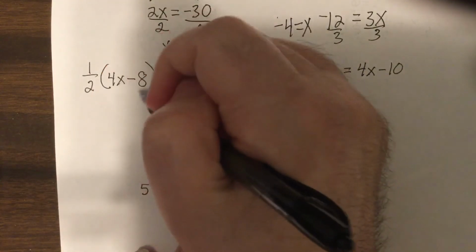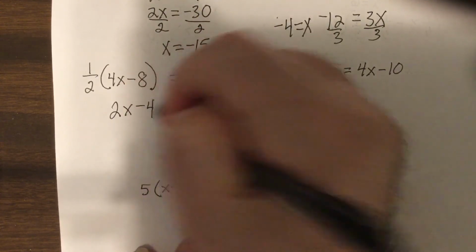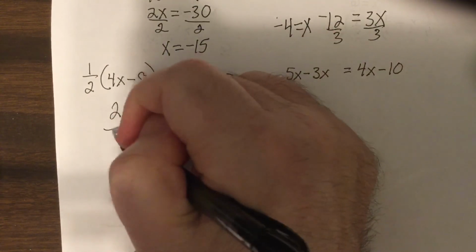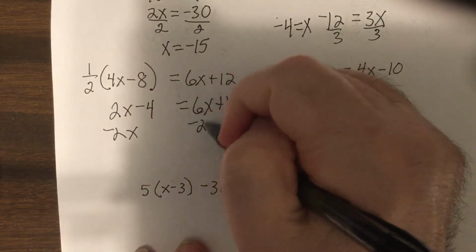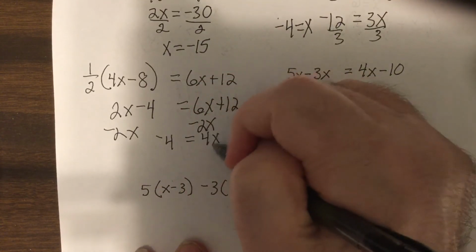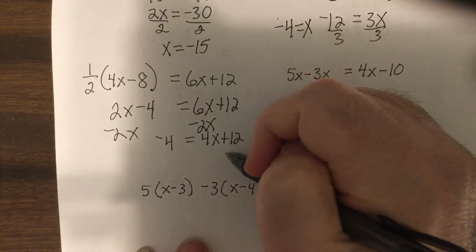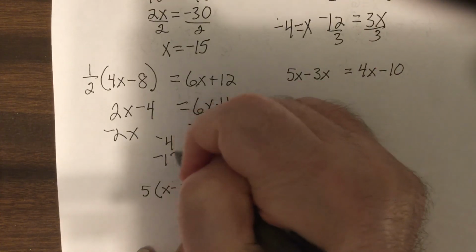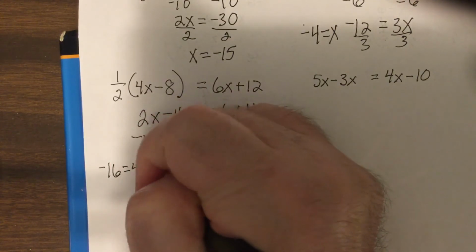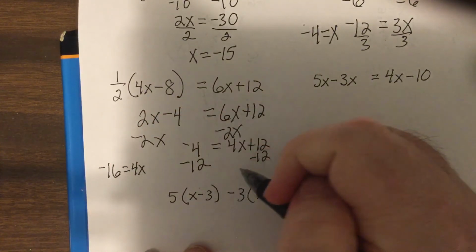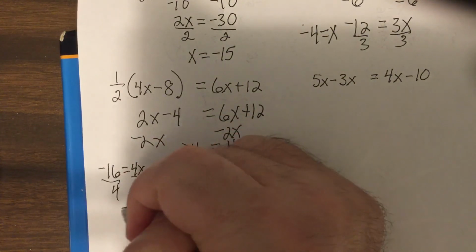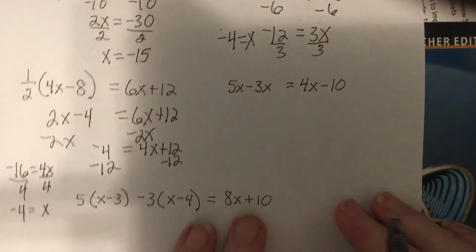Okay, so distribute a half. That'd be 2x minus 4 equals 6x plus 12. Subtract 2x. So you'd have minus 4 equals 4x plus 12. Subtract 12. So you're going to have minus 16 equals 4x. Sorry, I moved it over. Needed room. Divide by 4. X equals negative 4. Woohoo!